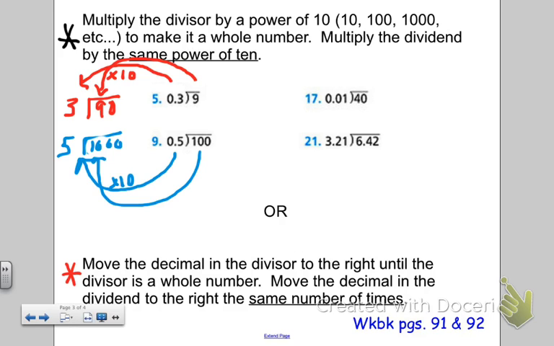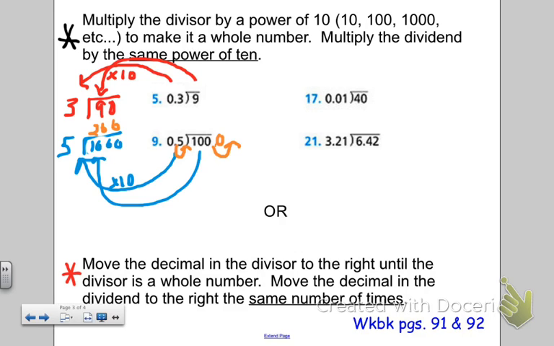Or, again, if you want to think of it in terms of moving the decimal point, move the decimal point once to the right to make that a whole number 5. Then I have to move the decimal point in the dividend once to the right. Remember, every whole number has a decimal point to the right of it. We just don't always write it in. So I can move it once to the right and add a 0 in. There's my 1,000. So 5 goes into 1,000 200 times. Let's look at number 17.